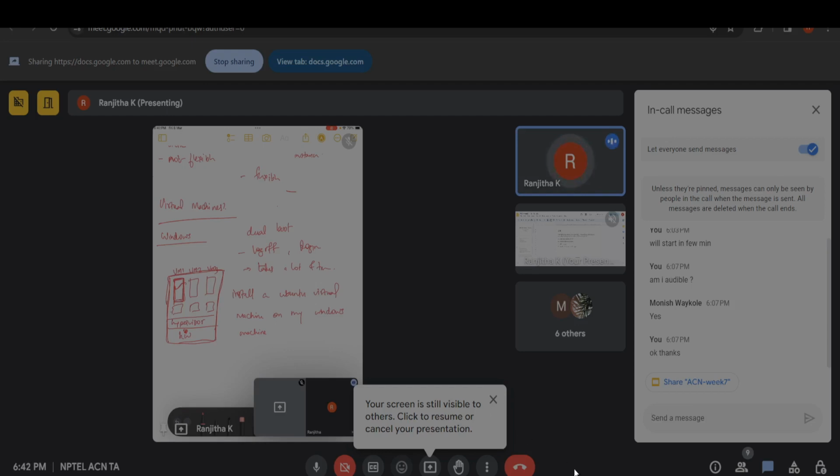Because this whole concept of virtualization is built on top of the underlying hypervisor and virtualization. If you don't understand that, it will be difficult to get this concept. So maybe I'll quickly show you how it is done. Okay.